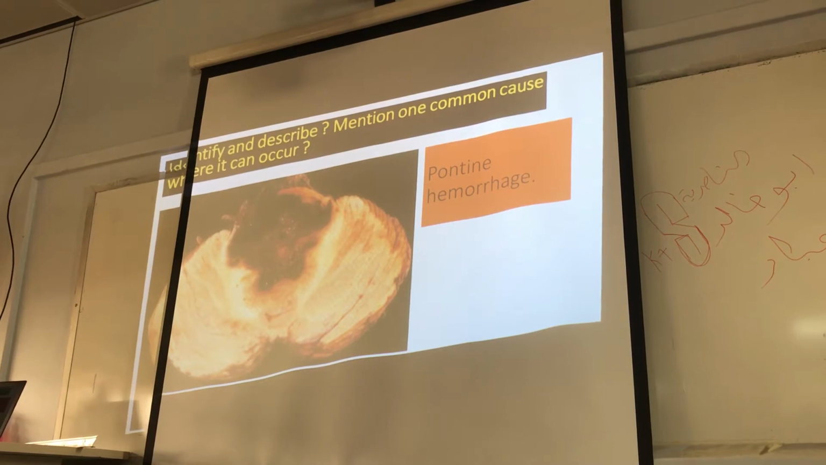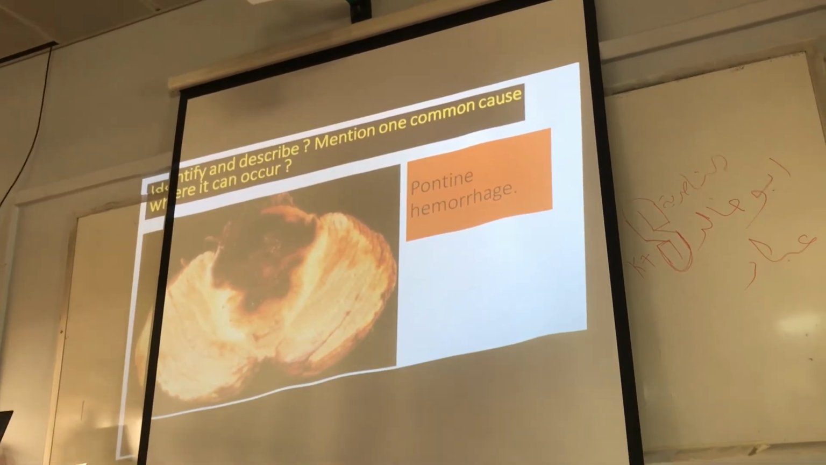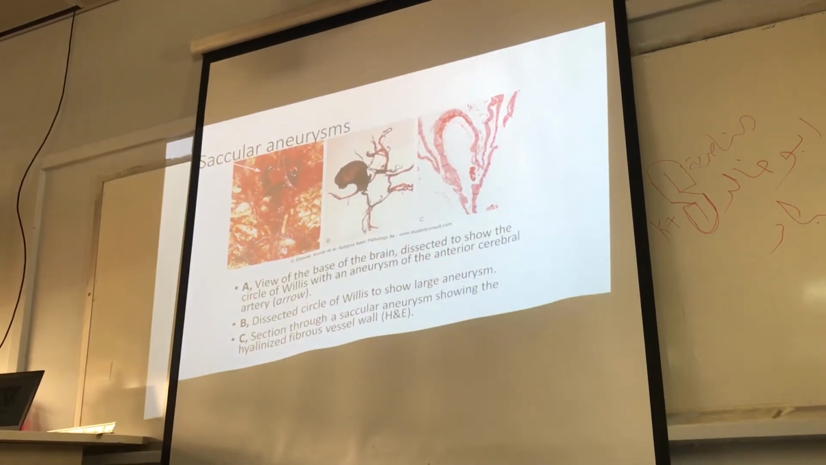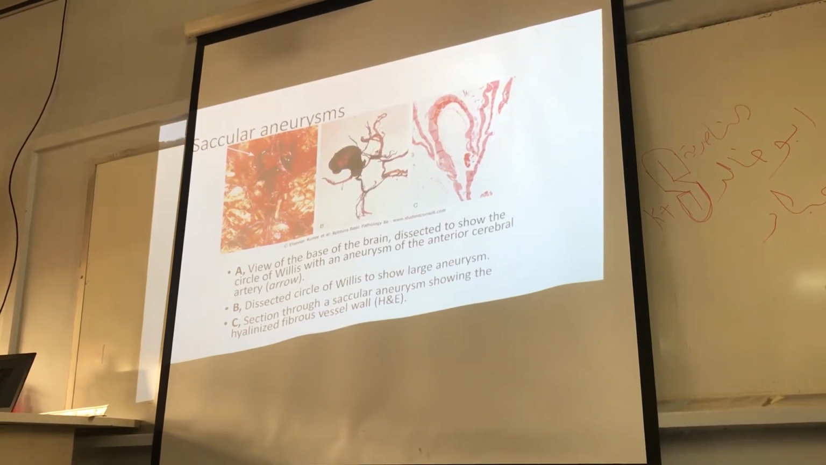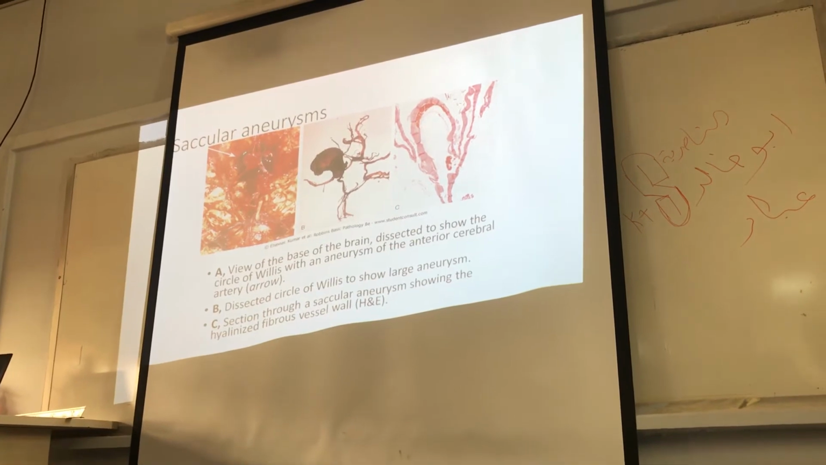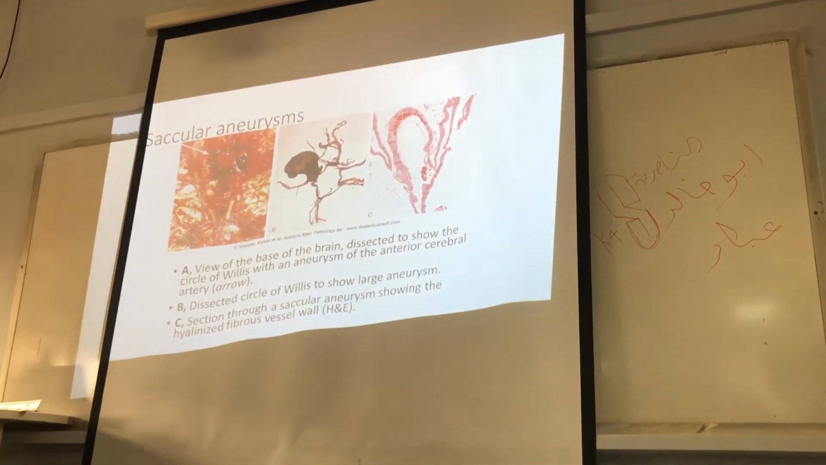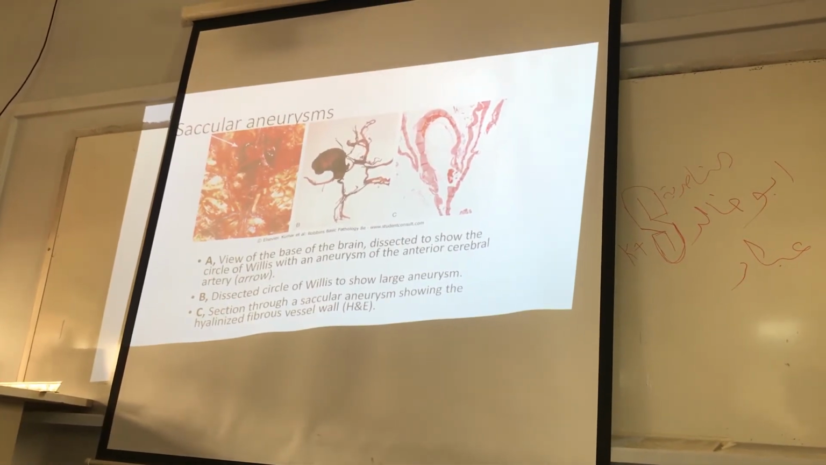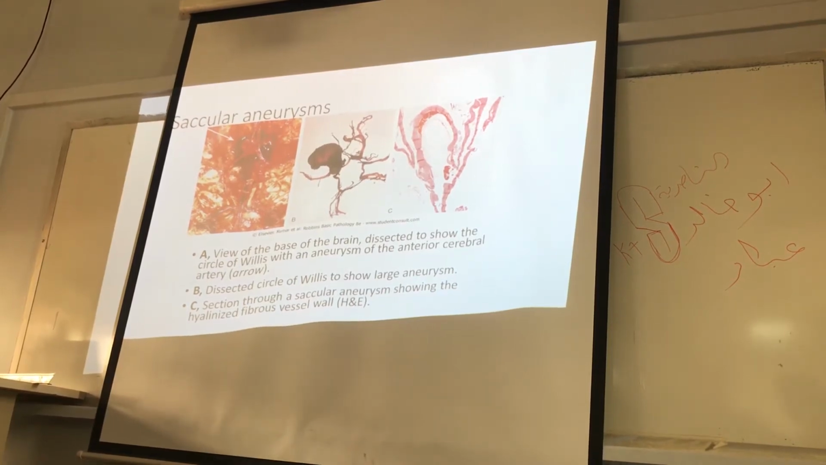Rigidity you are talking about? Yes, yes. Decerebrate rigidity, exactly right. Here is the saccular aneurysm. Subarachnoid hemorrhage is the complication. What happens if there is subarachnoid hemorrhage? Headache, that is the clinical presentation. Extrusion into the arachnoid villi, so hydrocephalus and meningeal fibrosis.